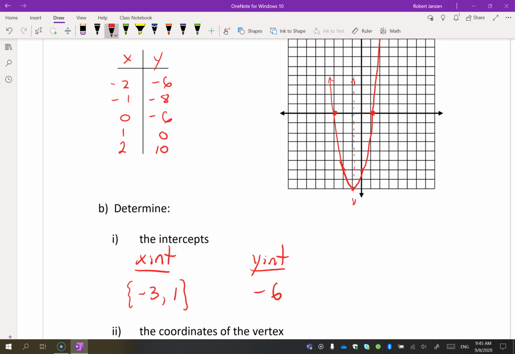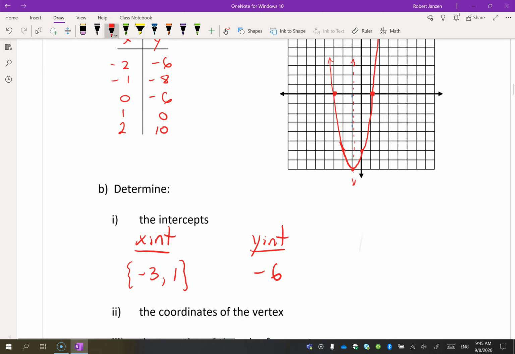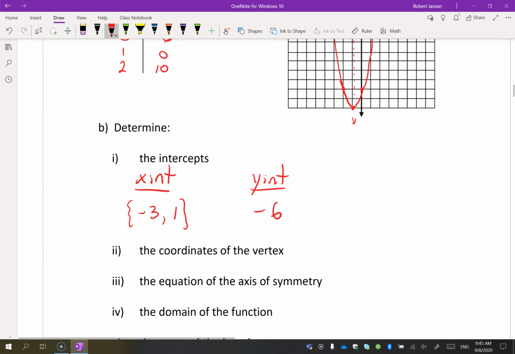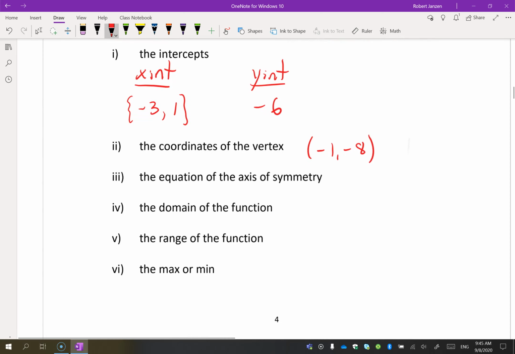Now that's not always going to happen. We'll get into what happens if you don't have them written later. Coordinates of the vertex. Well, I can see the vertex is -1, -8. Again, you're not always going to see them on the graph. You might have to find them. We'll talk about that as well.